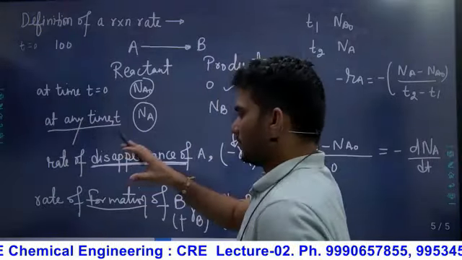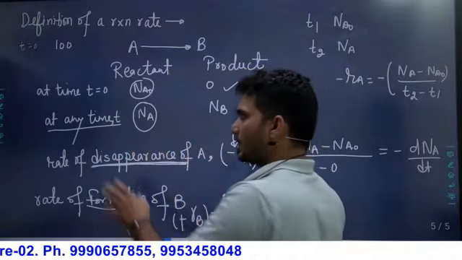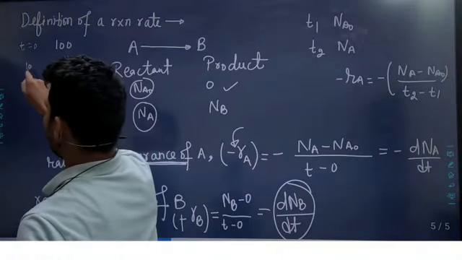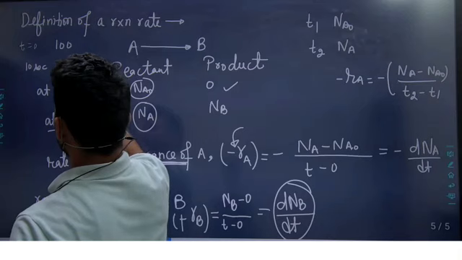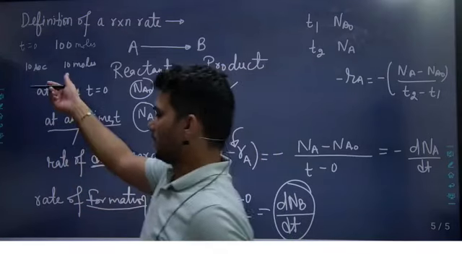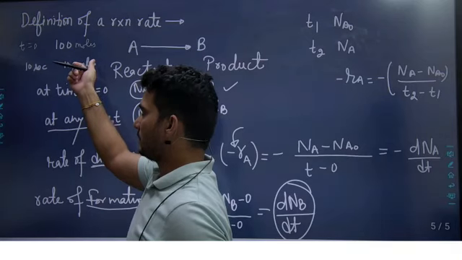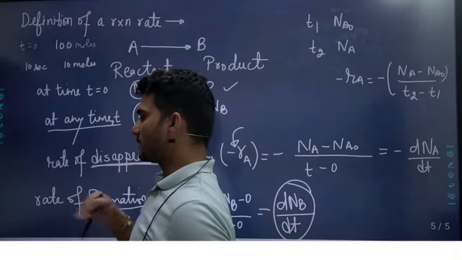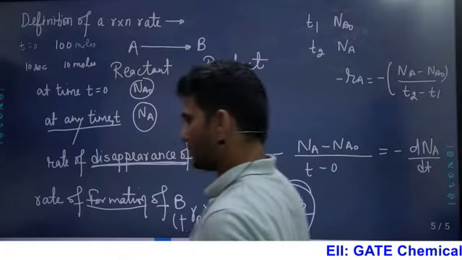When I fed the reactant in the reactor, at that time I consider time as 0, and the moles of A are 100. In the next 10 seconds, the moles become 10, the remaining moles of A. What is the rate? You will say minus, in brackets, 10 minus 100, so that is 90 divided by 10, which is 9 moles per second. In 1 second, 9 moles are disappearing, 9 moles are reacting.